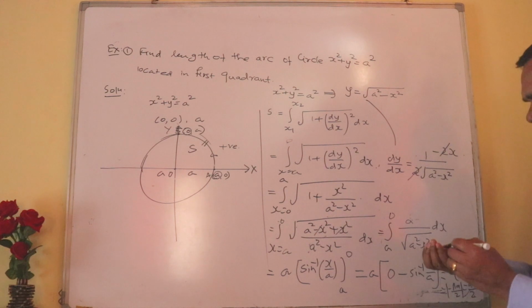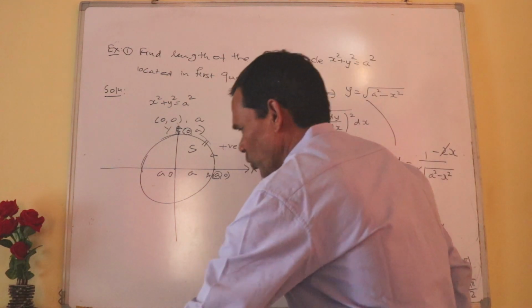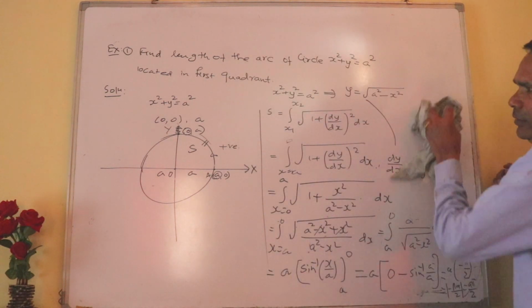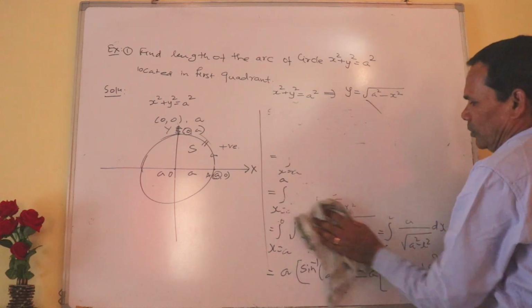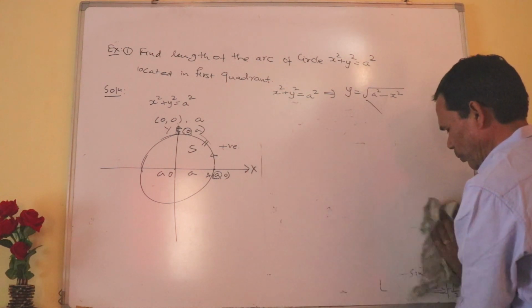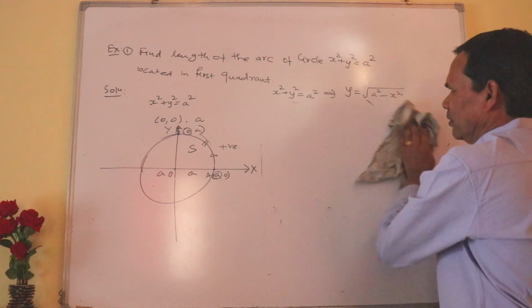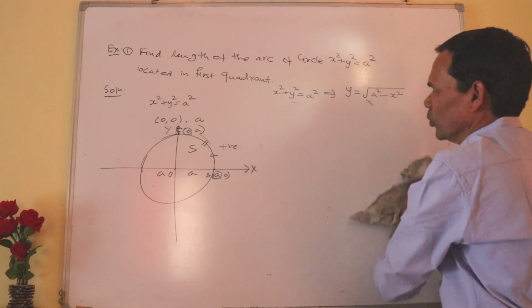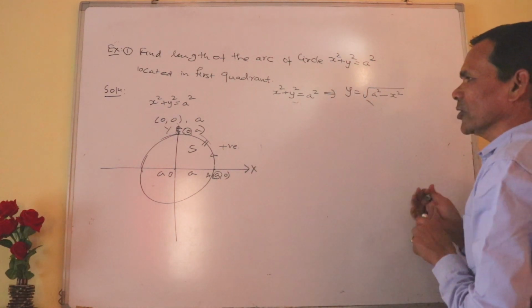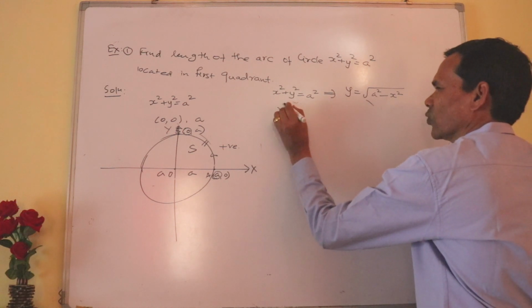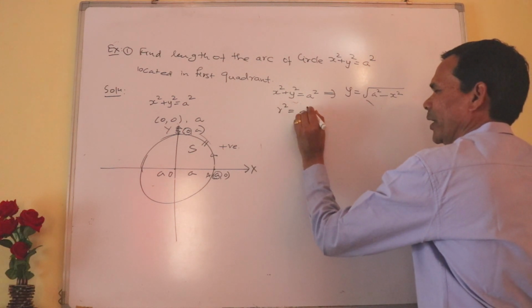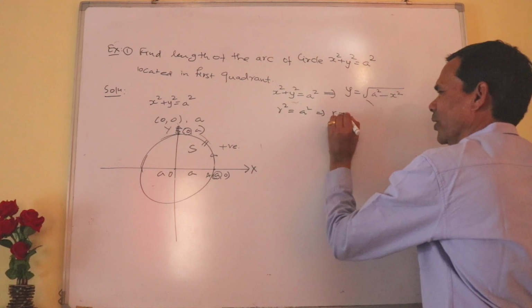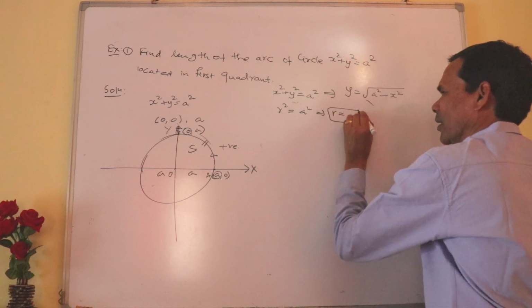Now, this problem can be solved by polar coordinates also. Suppose you would like to use the polar coordinates, then we just transform this equation into polar coordinates. x square plus y square is r square is equal to a square, means r is equal to a is the polar equation of the circle.